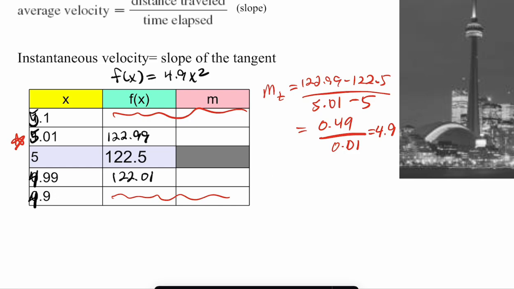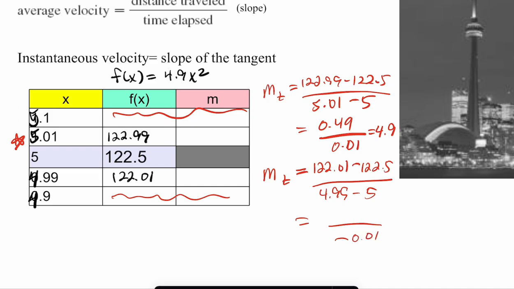Okay, so let's do it again. Okay, so we're going to do 122.01 minus 122.5 over 4.99 minus 5. So we get negative 0.01 on the bottom. And we get negative 0.49.